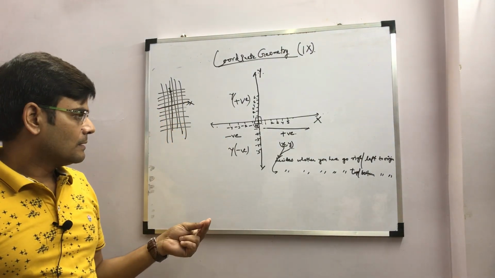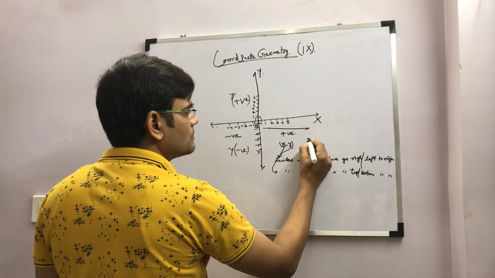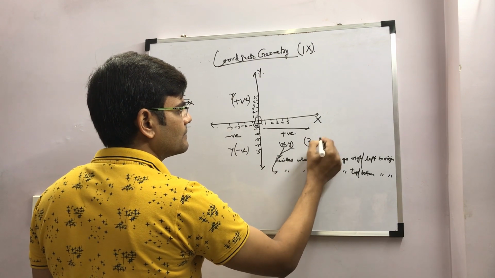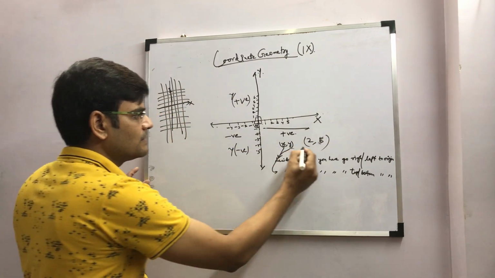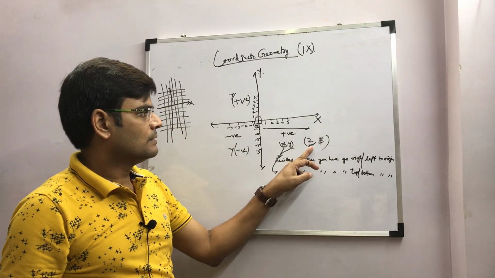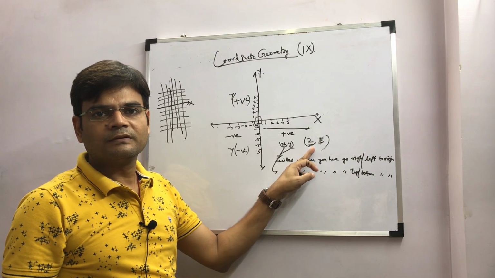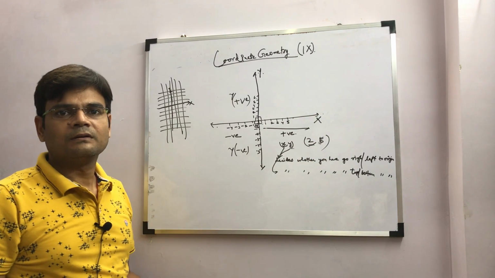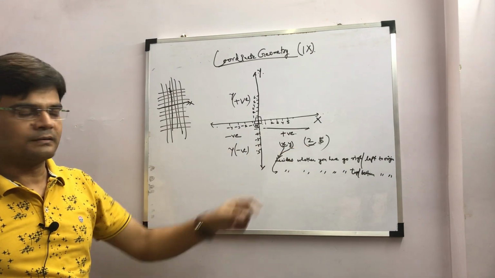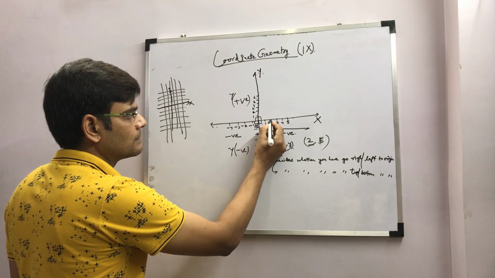So say x is 2 and y is 5. The first number says the first point, this is the coordinate 2, 5. Since x is positive, you'll go towards right or left? You'll go towards right. 1, 2. You stand here.